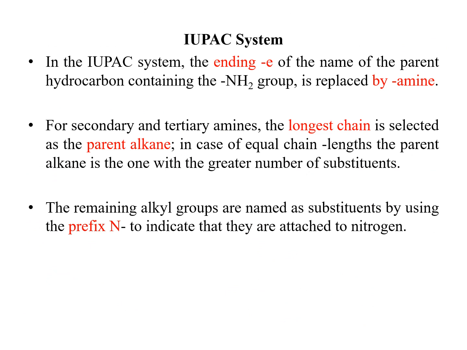The IUPAC system. In the IUPAC system, the ending E of the name of the parent hydrocarbon containing the NH2 group is replaced by amine. For secondary and tertiary amines, the longest chain is selected as the parent name. As usual, as we know from the nomenclature of alkanes, alkenes, alkyls, alcohols, and phenols, the longest chain is taken as the parent chain. In case of equal chain length, the parent alkane is the one with the greater number of substituents. The remaining alkyl groups are named as substituents by using the prefix N to indicate that they are attached to nitrogen.